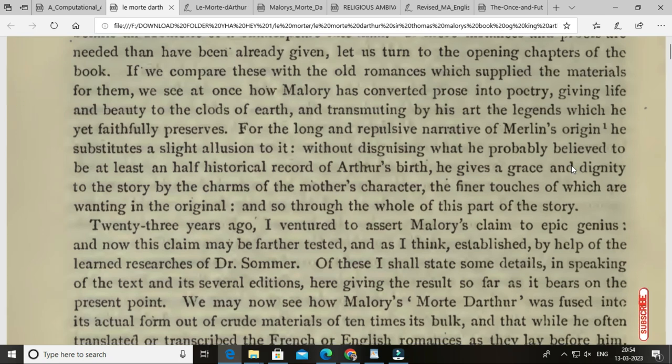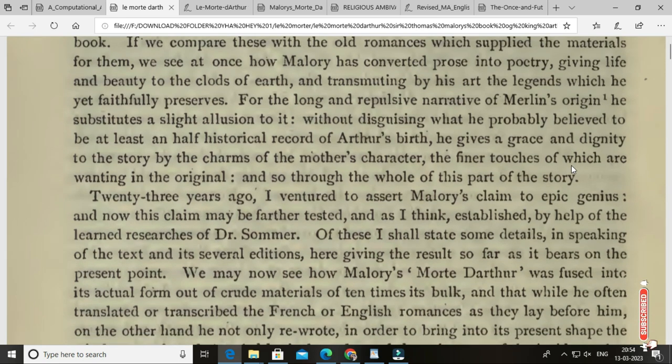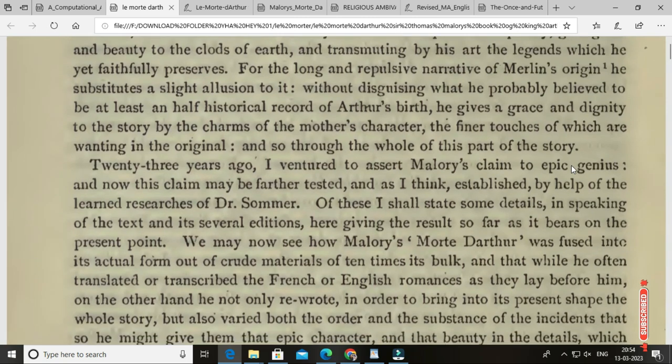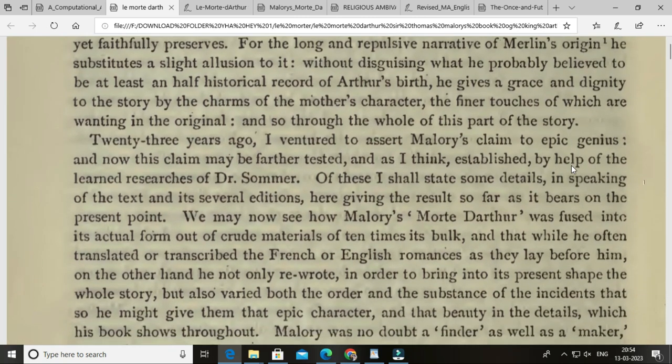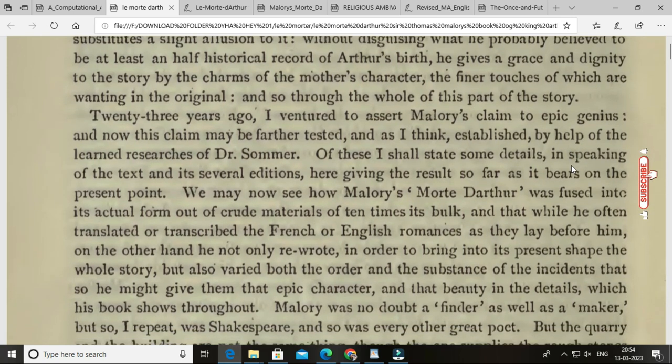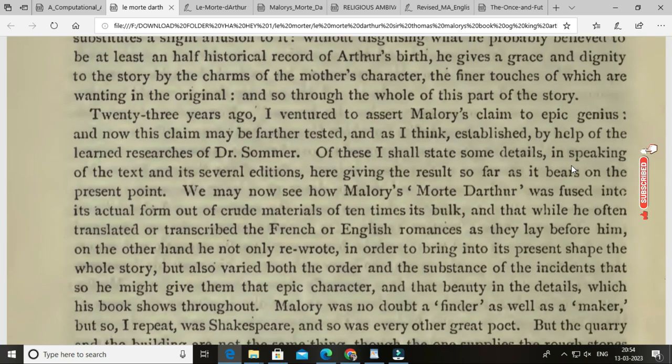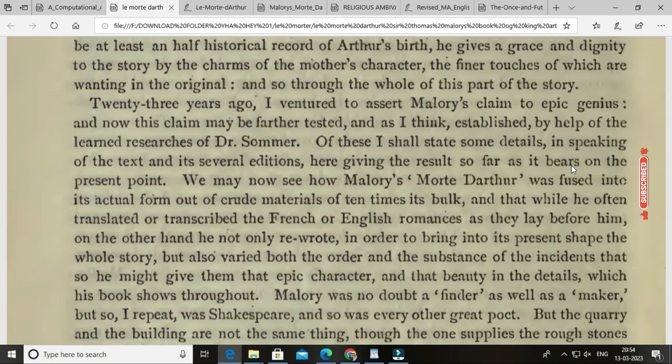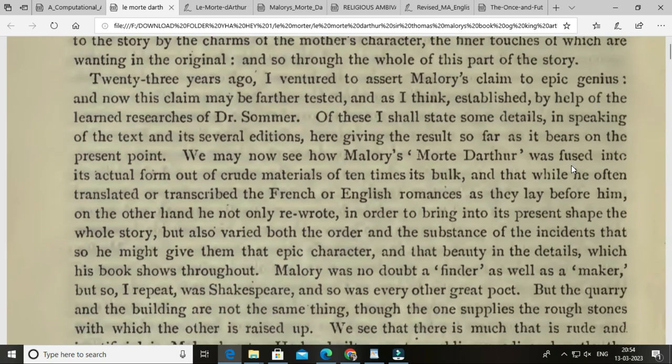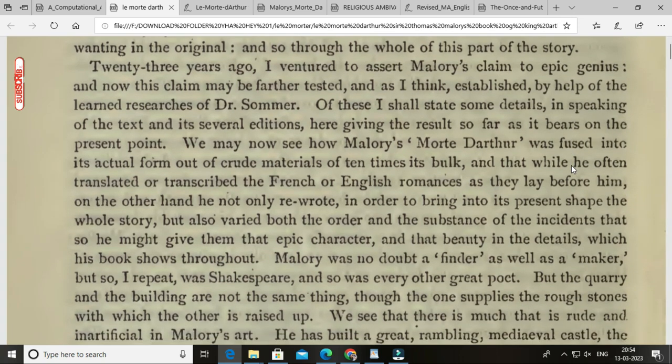He gives a grace and dignity to the story and charm to the mother's character, finer touches of which are wanting in the originals. So through the whole of the part of the story, twenty-three years ago, I ventured to assert Malory's claim to epic genius, and that claim may be further tested, and I think established, by help of the learned researches of Dr. Sommer.